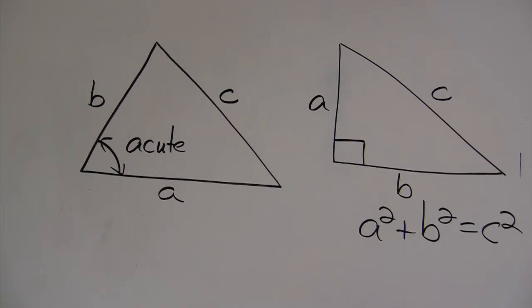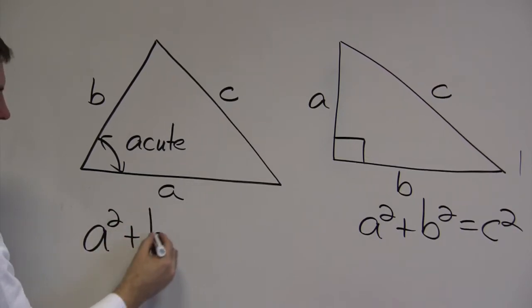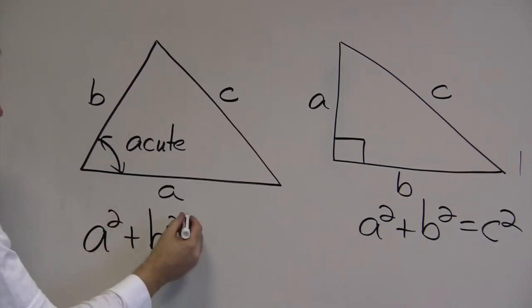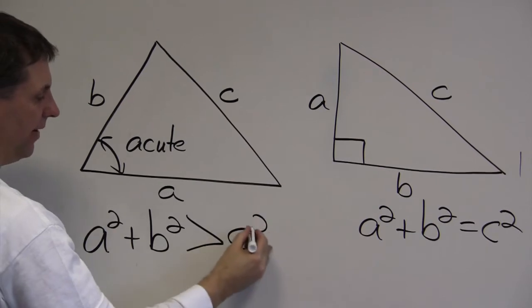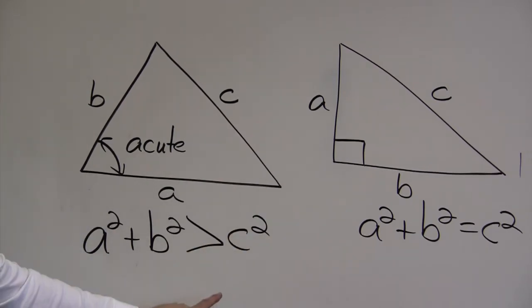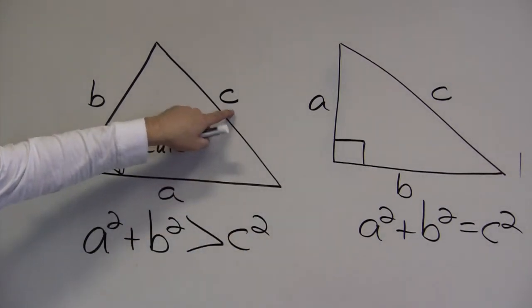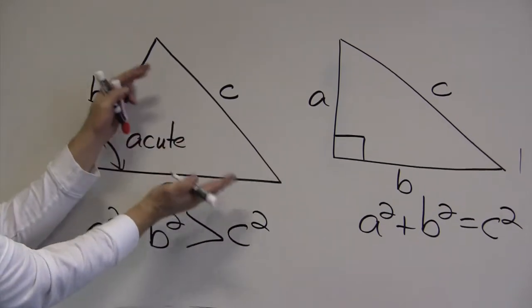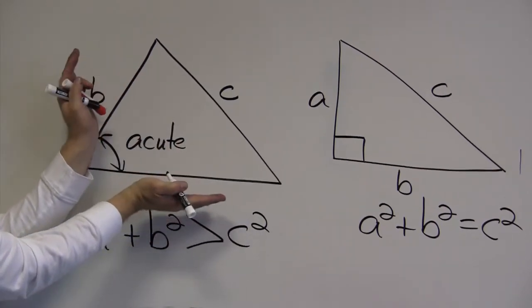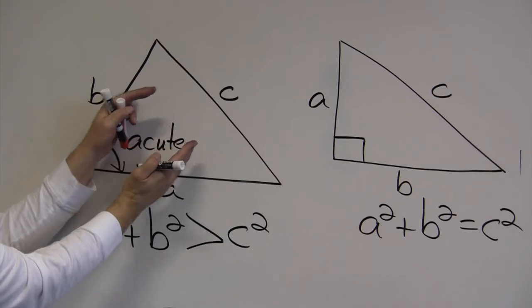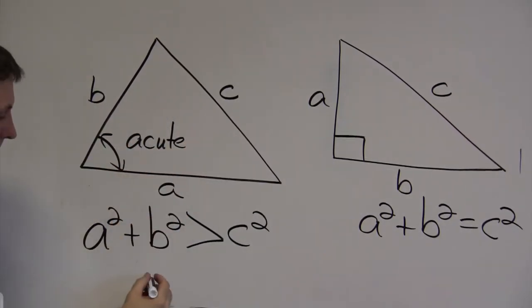So if you apply the converse of the Pythagorean theorem, and a squared plus b squared is bigger than c squared, I like to think of this as, hey, this is too small, this is shrinking it down. Smaller and smaller it gets. It was 90, now it's down to almost nothing. It's going to be an acute triangle.